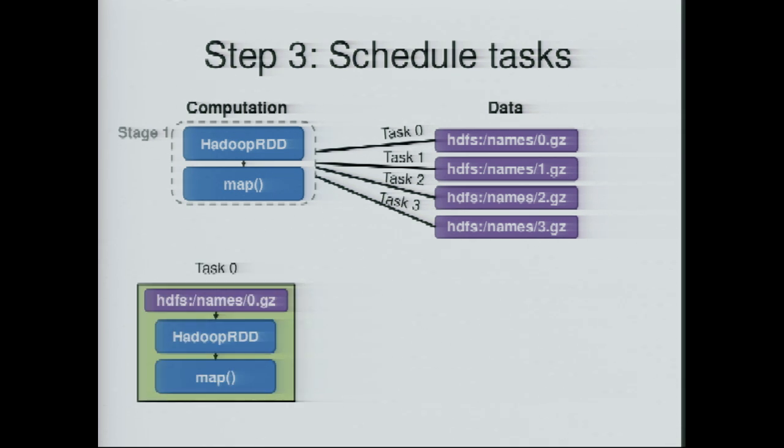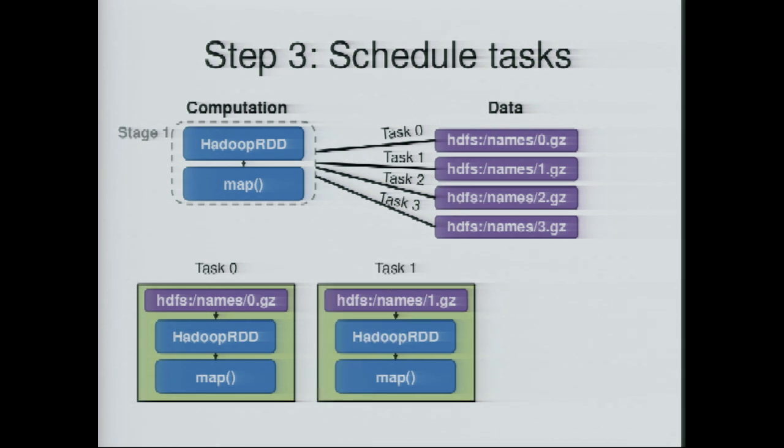To look at this in a slightly different way, a task is just like this bundle of work. It's this bundle of work that says, hey, load HDFS block 0 and do this computation over it. Okay, and then so we can just send this little task, this little closure, off to a machine and have it execute it, right? It's totally independent of anything else, et cetera. So we have 4 of these tasks.